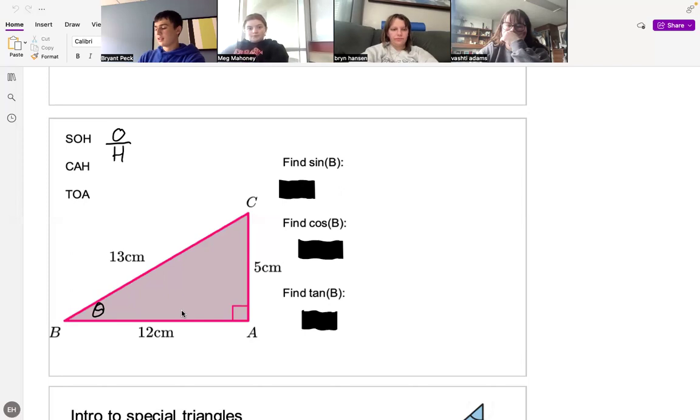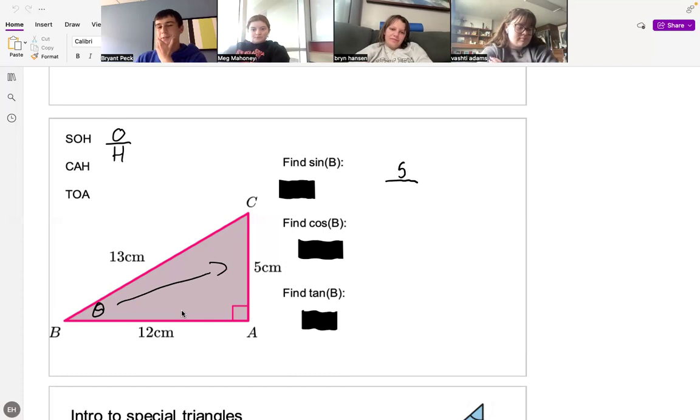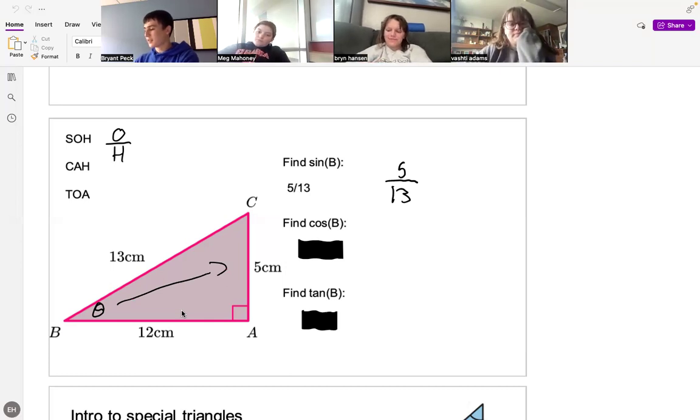And this is my opposite angle, right? Or side? No, that's right. Good catch. This is the opposite side. So the opposite is going to be 5. And our hypotenuse, what's that going to be? 13. Right. Okay, so based on what we've learned, opposite over hypotenuse, we have sine of B equals 5/13.